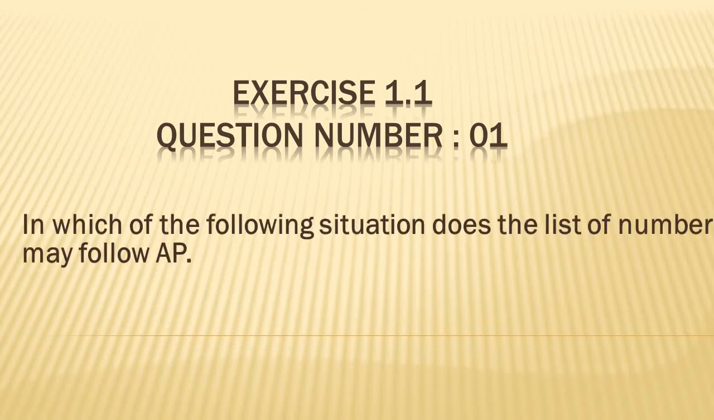So the next thing is exercise 1.1. Question number 1. What is question number 1? In this question, you just have to find out the list of numbers from the given situation. There are 4 situations given in this question. We just have to find out the list of numbers and check whether that list of numbers follows an AP or not. So let's start with the first situation.